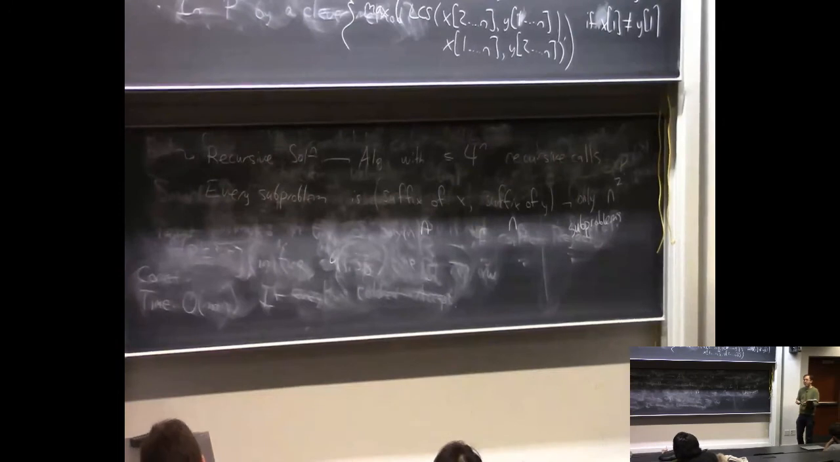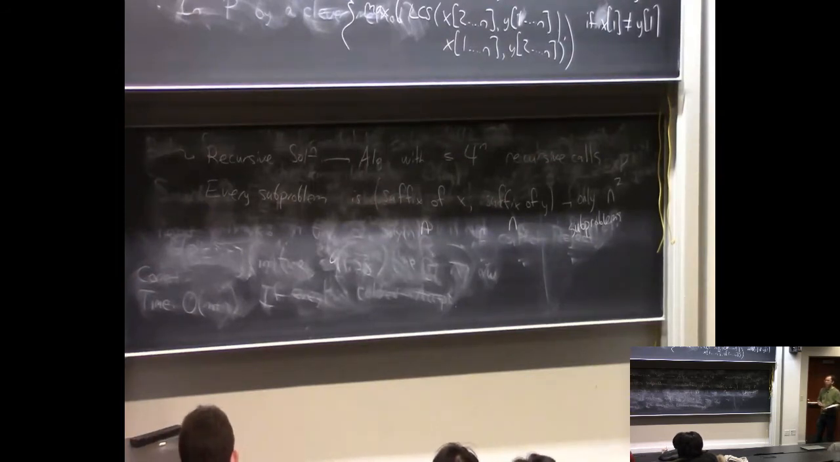But there are only n squared different problems that it's ever trying to solve. So it's calling the same problem over and over again, exponentially many times. So what should you do?